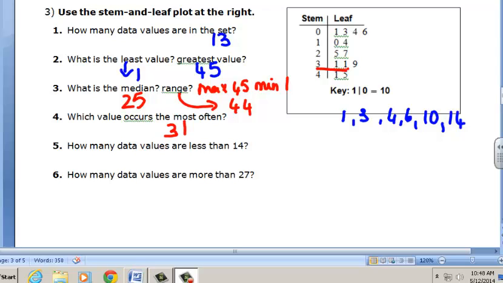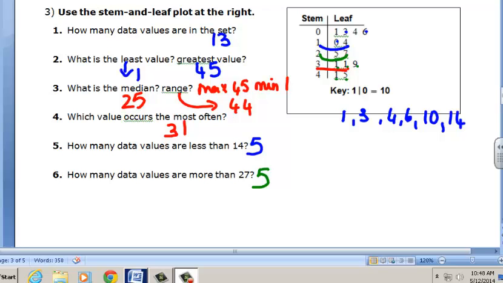How many values are less than 14? This is 14. So how many values are less than it? 1, 2, 3, 4, 5. So 5 values are less than 14. How many values are more than 27? Okay, let's take a look. This is 27. How many values do you have after that? I have 1, 2, 3, 4, 5 values more than 27. So this is one of the key things that you have to do, where you have to interpret the data.